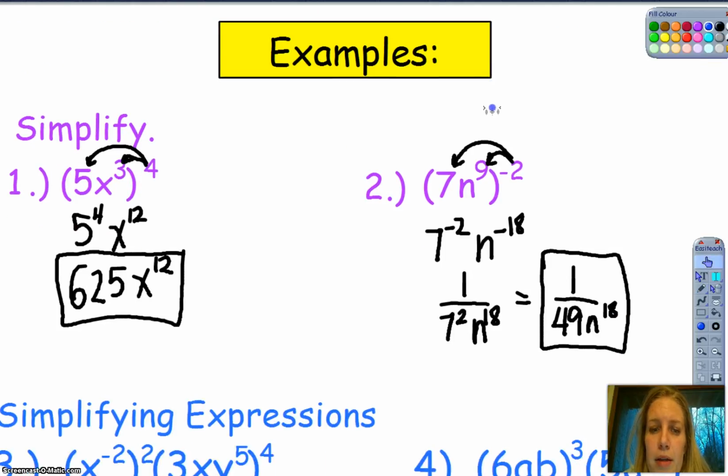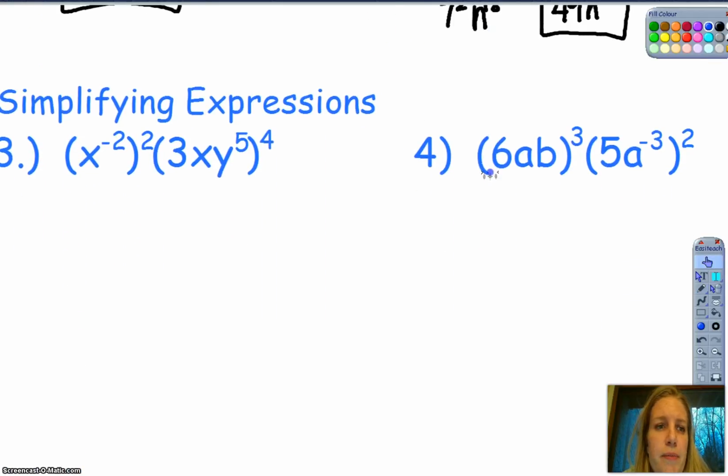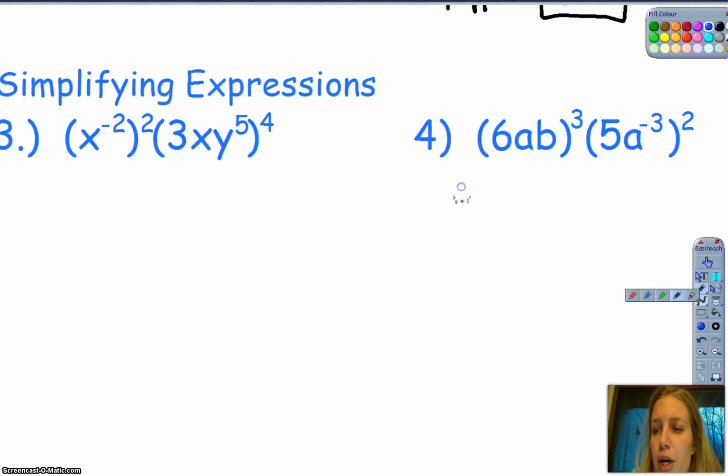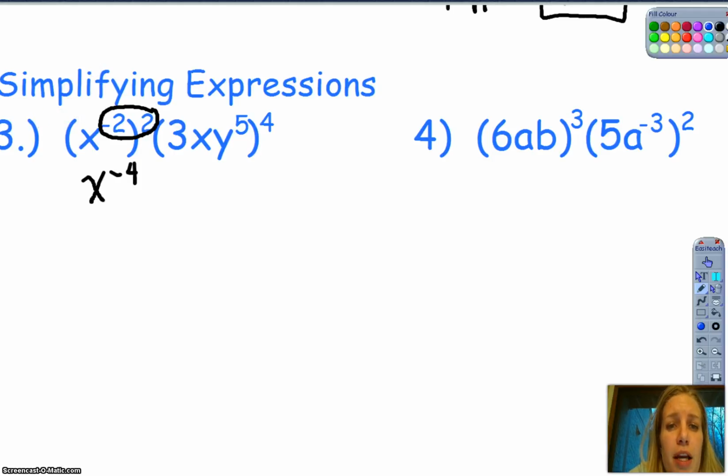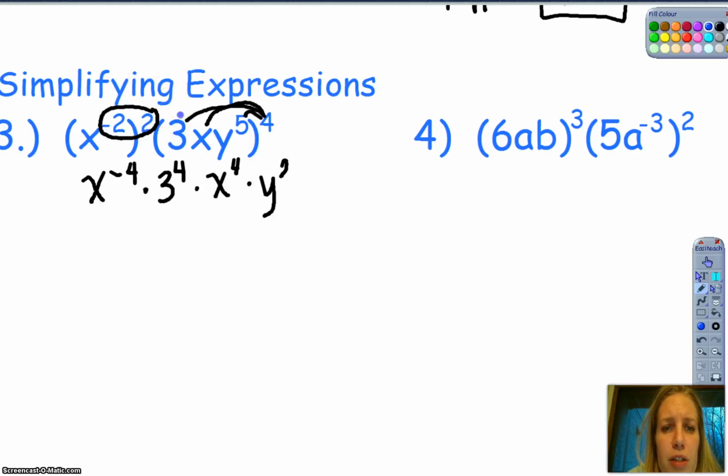Okay, 2 more, and then we are done. Okay, so we're going to get rid of the powers that are outside of our parentheses. This here, we just multiply these two. You get x to the negative 4th. Here, we have to distribute this 4. This is a product inside here to a power, so we have to put everything to the 4th power. So it's going to be times 3 to the 4th power times x to the 4th power, because we do x to the 4th power, times y. You do 4 times 5, you get 20.